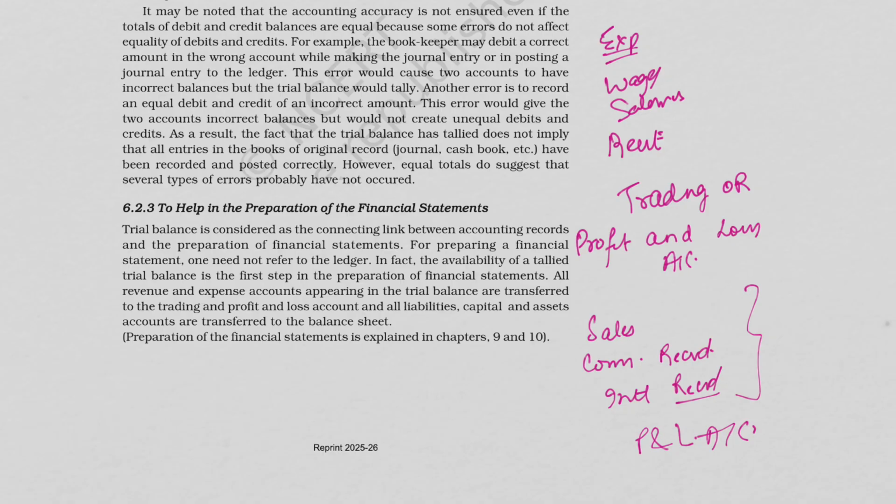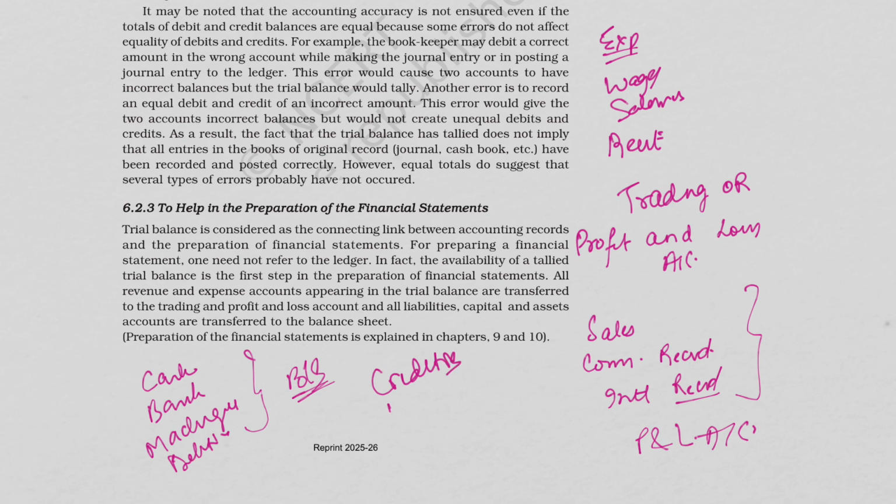Then we have asset accounts like cash, bank, machinery, and debtors. They are all shown in the balance sheet. Liabilities are also there, like creditors and loans, and they are all shown in the balance sheet. Thus the trial balance acts as a link between the ledger accounts as well as the financial statements. Till now we have studied what a trial balance is and why it is prepared.